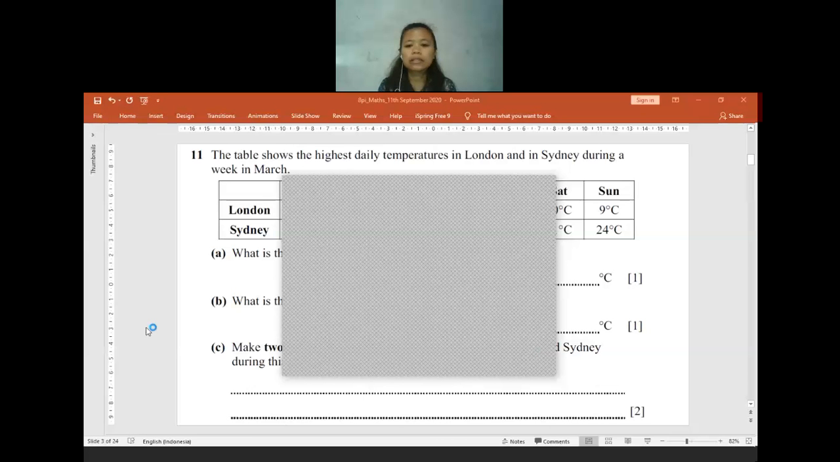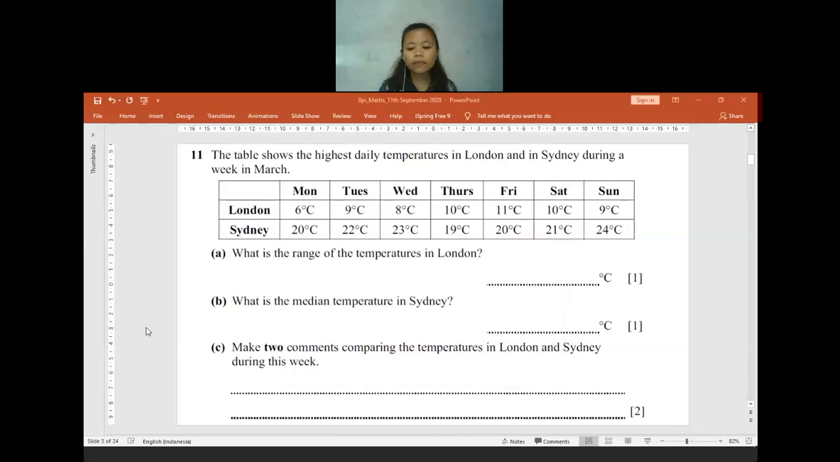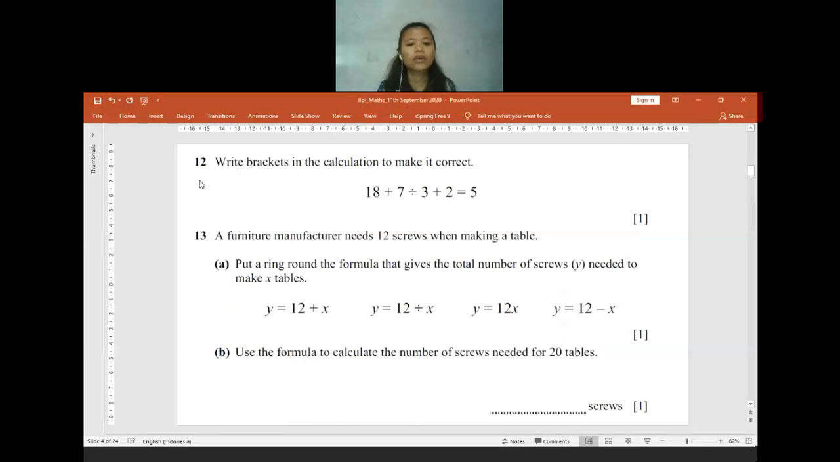Let's start the discussion. For question 12, we have some sentences, and we have to put brackets in to make the calculation correct. It is up to you how you put the brackets, as long as when you calculate, the answer equals 5.